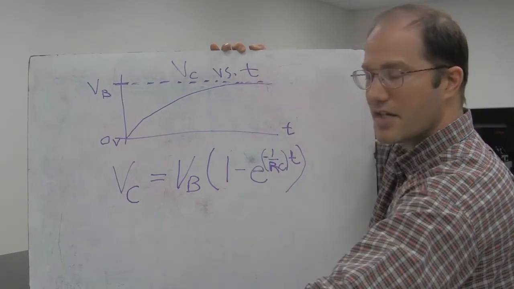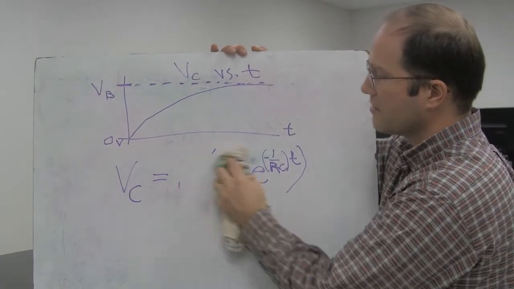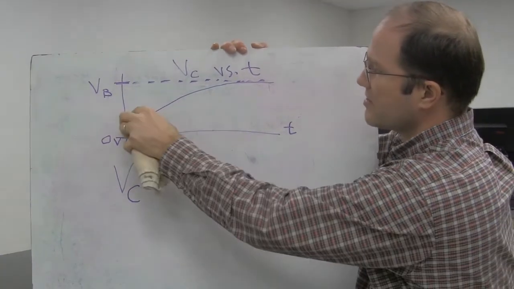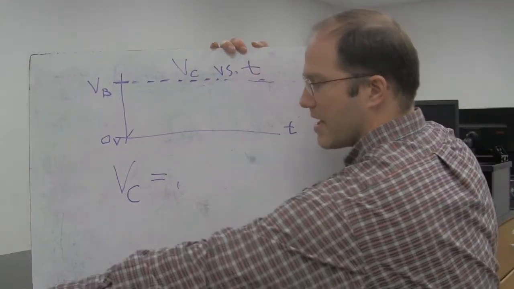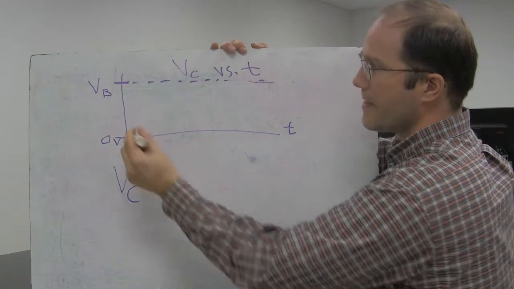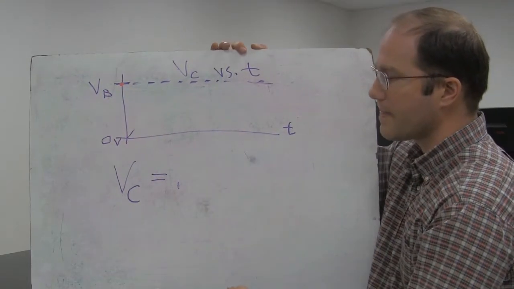So this is a charging capacitor. Now the equation's a little bit different for a discharging capacitor. So let's look at a discharging capacitor. Now when we start to discharge our capacitor, we're going to start with a capacitor that's fully charged. So it's going to be at the battery voltage, so that's where we want to start.